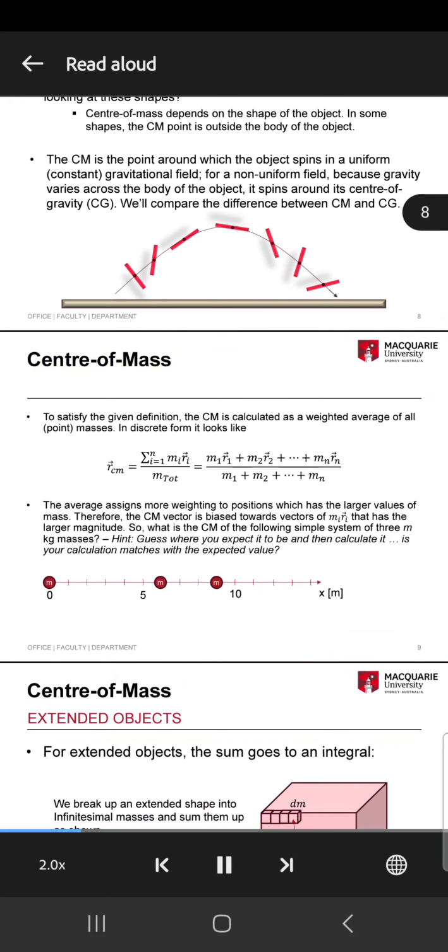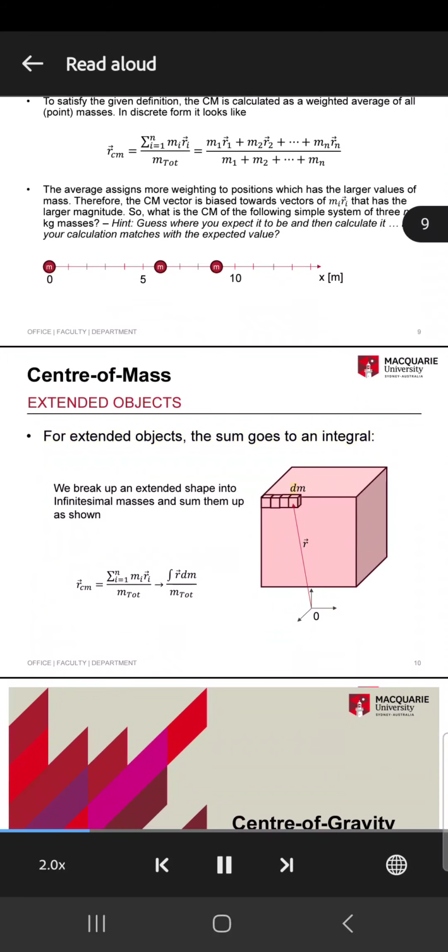Center of mass. For extended objects, the sum goes to an integral. We break up an extended shape into infinitesimal masses and sum them up, as shown.